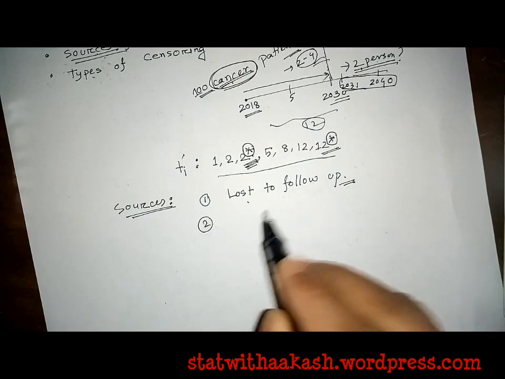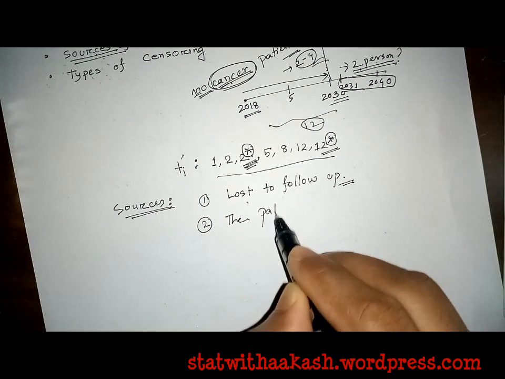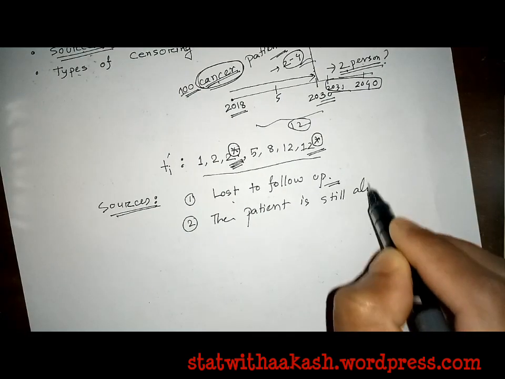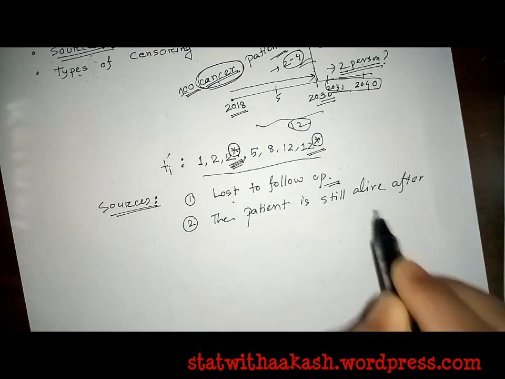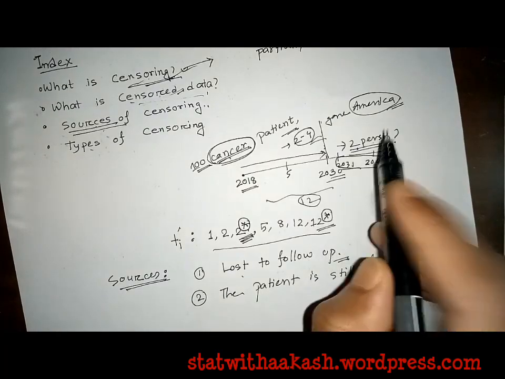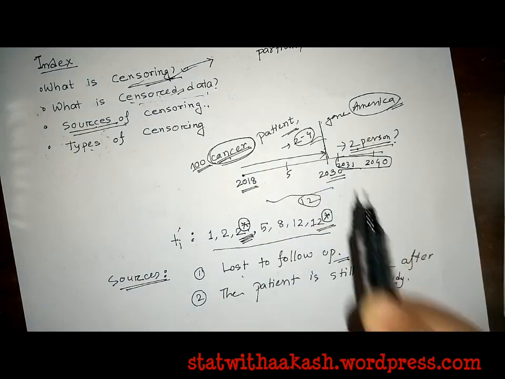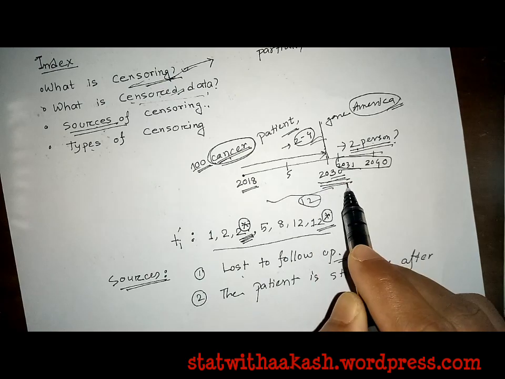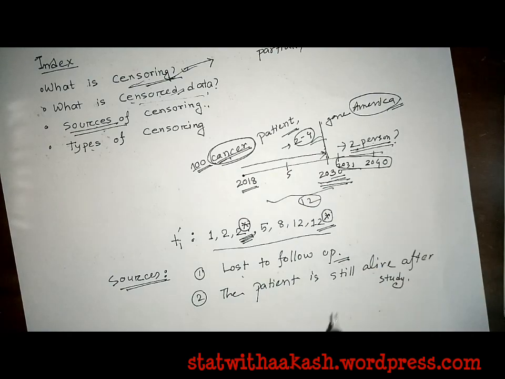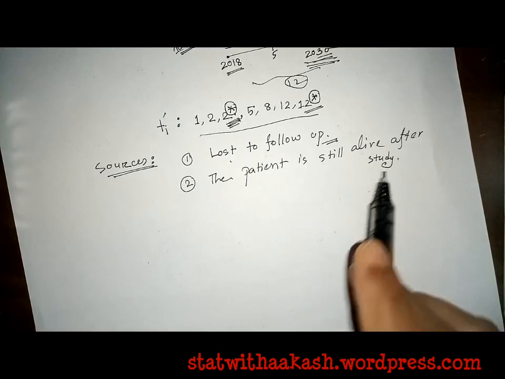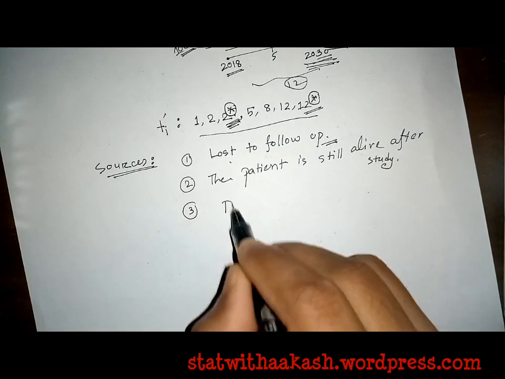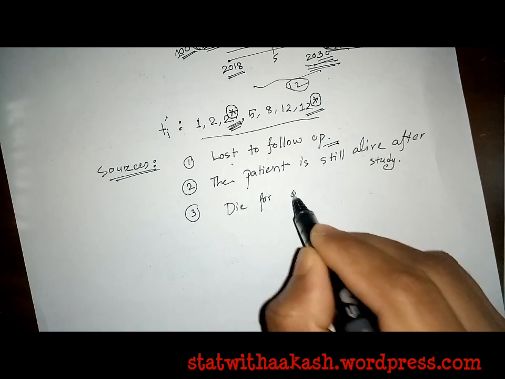Also this can happen that the patient is still alive after the study. As I have shown you, here your study finishes at 2030 and 2% are still alive, so you don't know their lifetime. So this is what censoring occurs for.